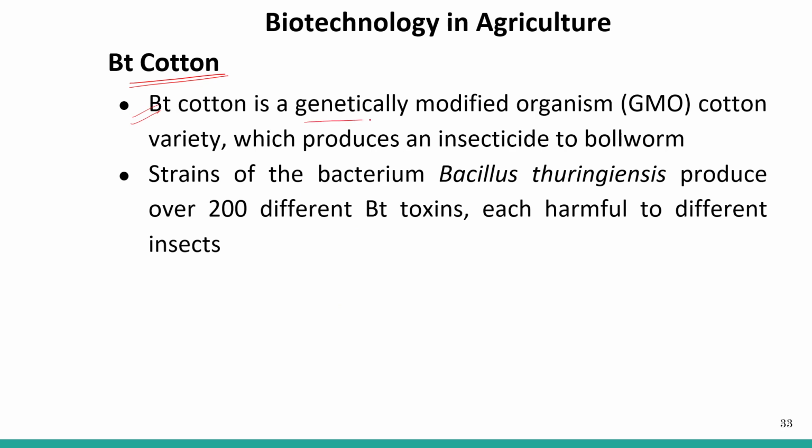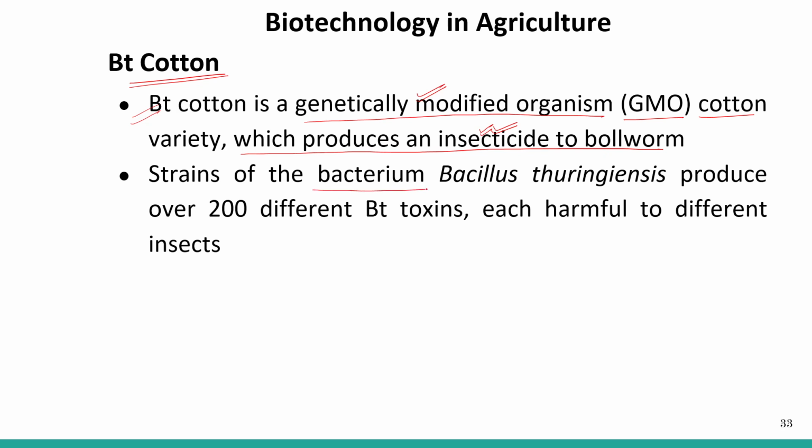Bt cotton is a genetically modified organism, GMO, that is, genetically modified organism. This is a cotton plant, the Bt cotton, a variety which produces an insecticide to bollworm. So this particular crop, the Bt crop, produces an insecticide that kills the bollworm.